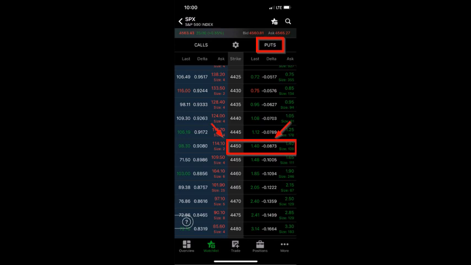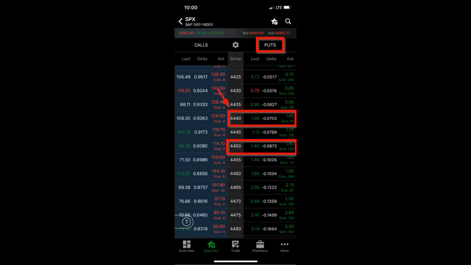And that has a delta of negative 0.0873. And I will buy the strike price 2 strike prices less than the 4450. So to complete the put side of the trade, I will be buying the 4440 put strike price.